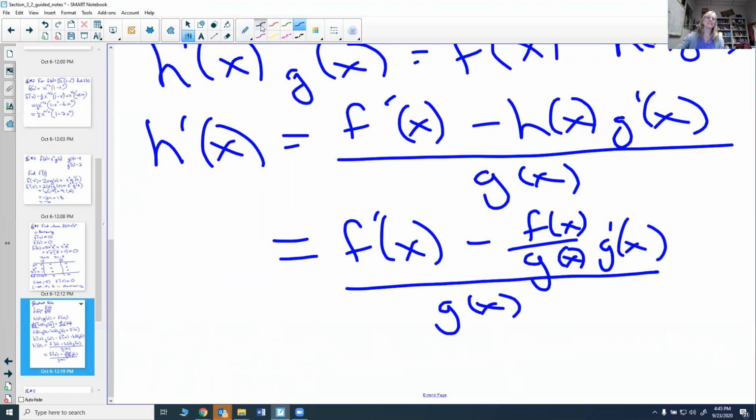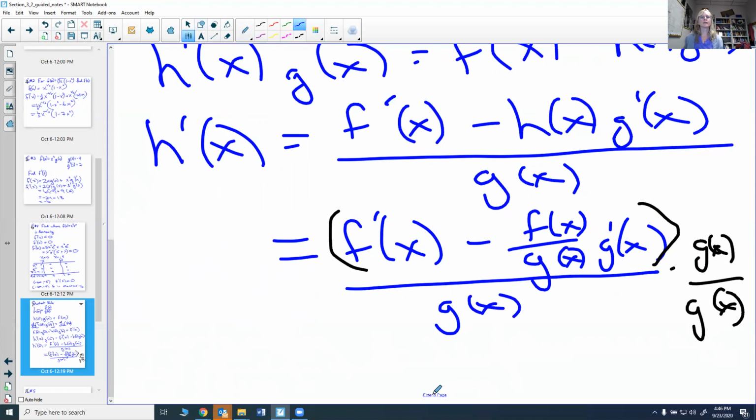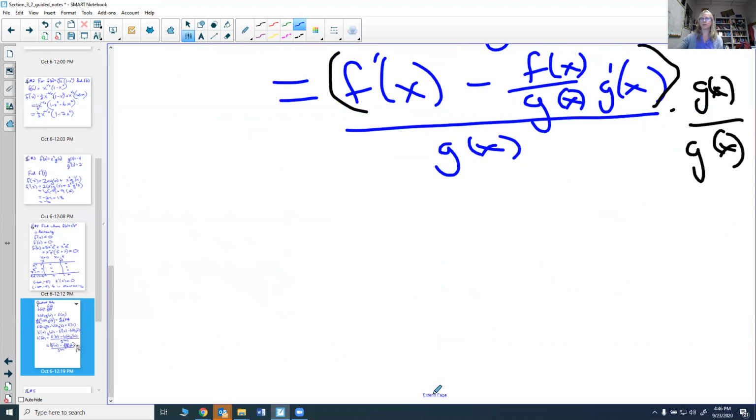So this doesn't look much better because now we've got a complex fraction. I've got a fraction within a fraction, and I don't like those. So remember, one technique for getting rid of complex fractions is to multiply your numerator by the lowest common denominator, which in this case is just g of x. But whatever you do to the numerator, you better do to the denominator. Okay, so now that we've done that, let's multiply it all out and see what we end up with.